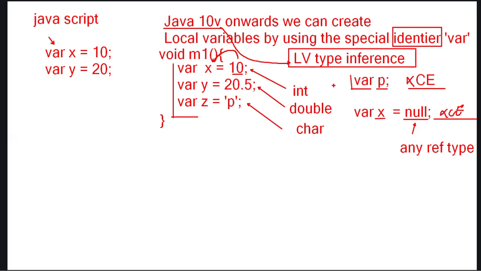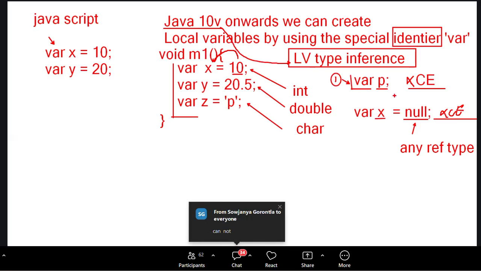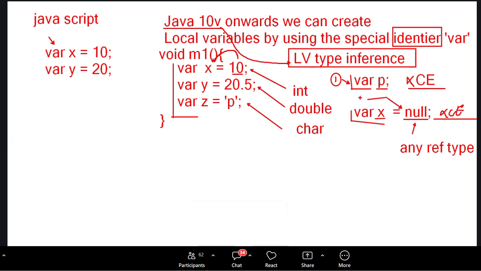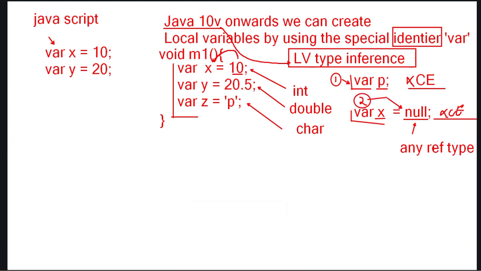If you want to create a variable by using var, there are two rules. Rule number one, the variable must be initialized in the declaration. Next, rule number two, the assigned value should have a specific type.